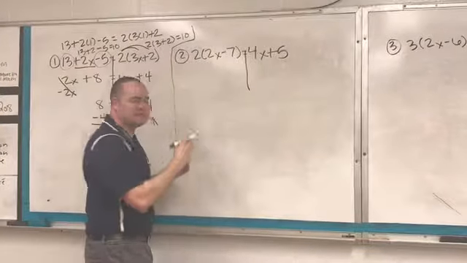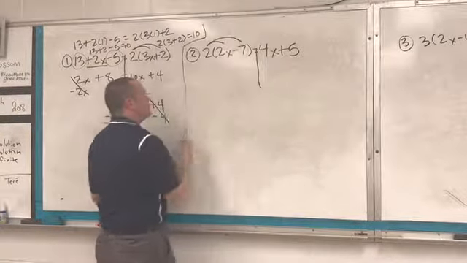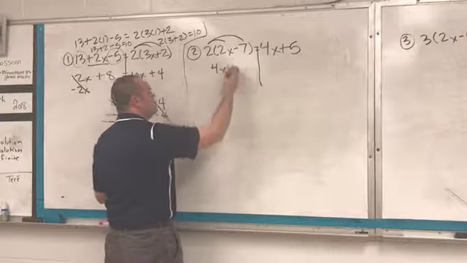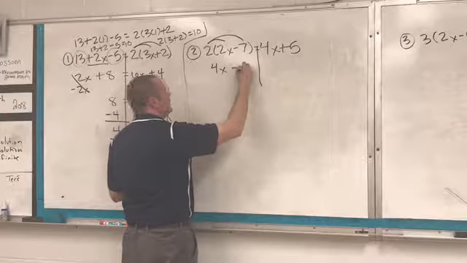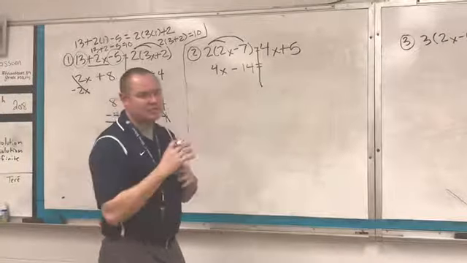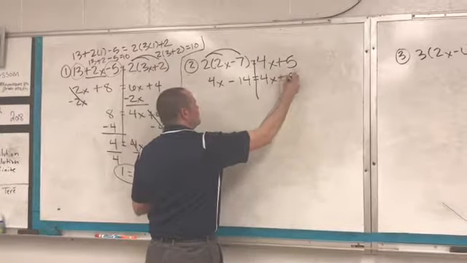So again, we want to simplify each side of the equal sign. So I have to use the distributive property. So 2 times 2x is 4x, and then 2 times a negative 7 is a negative 14, equals, on the right-hand side, there's nothing to simplify or combine, so we're just going to leave it 4x plus 5.